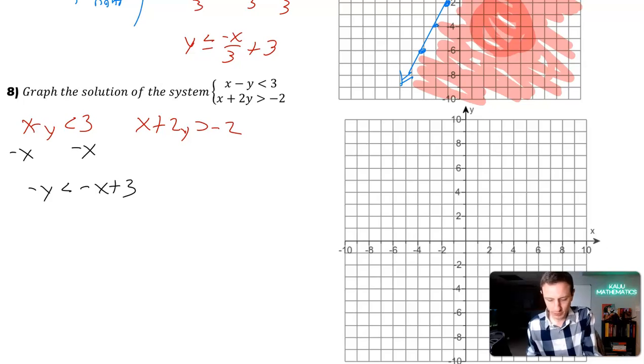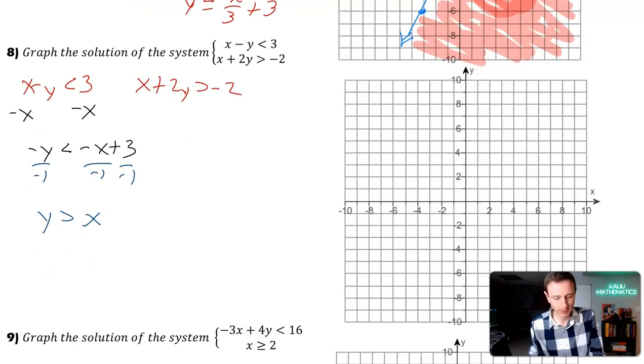I'm going to divide by negative 1. So I get y is greater than positive x, because negative 1 divided by negative 1 is positive 1. 3 divided by negative 1 is negative 3. So I'm going to have negative 3, up 1 over 1, up 1 over 1, up 1 over 1.